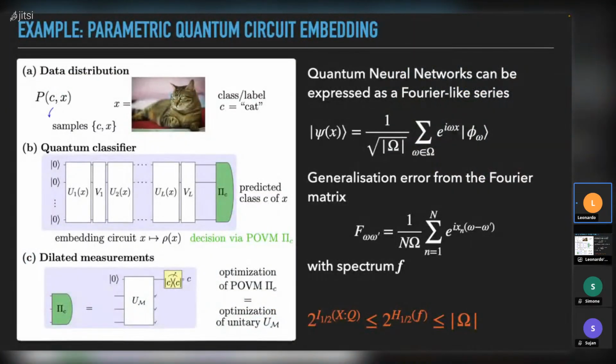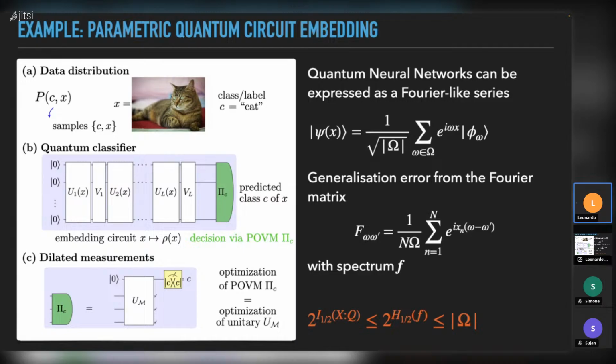Now, another application is for quantum neural networks. In quantum neural networks, normally what people do is they take an image, they encode the image in a quantum classifier, like a quantum circuit, and then from the measurement at the end, you can predict the class, whether it's a cat or not.